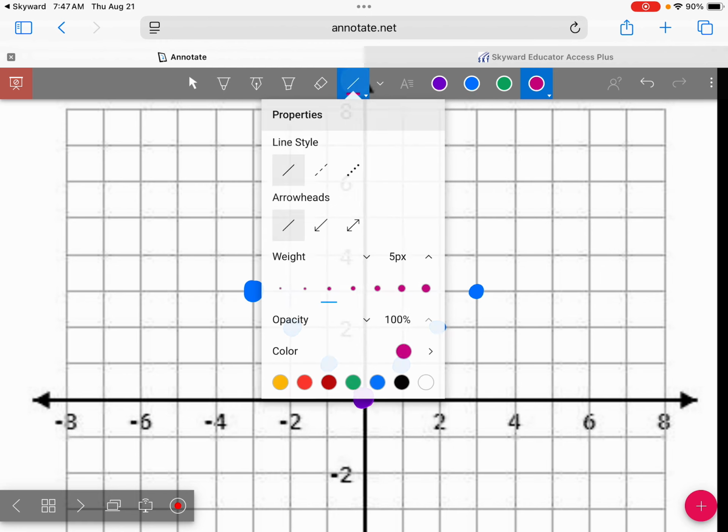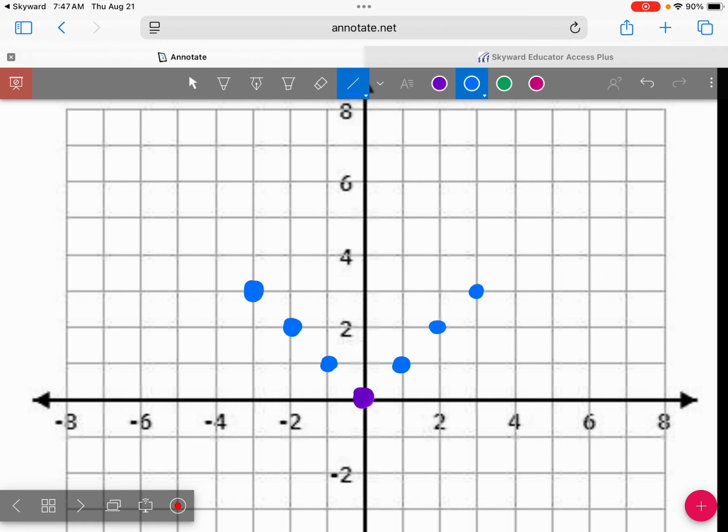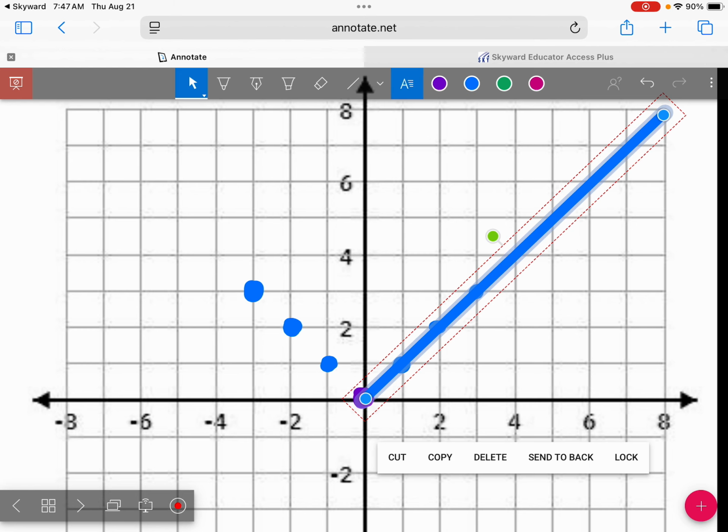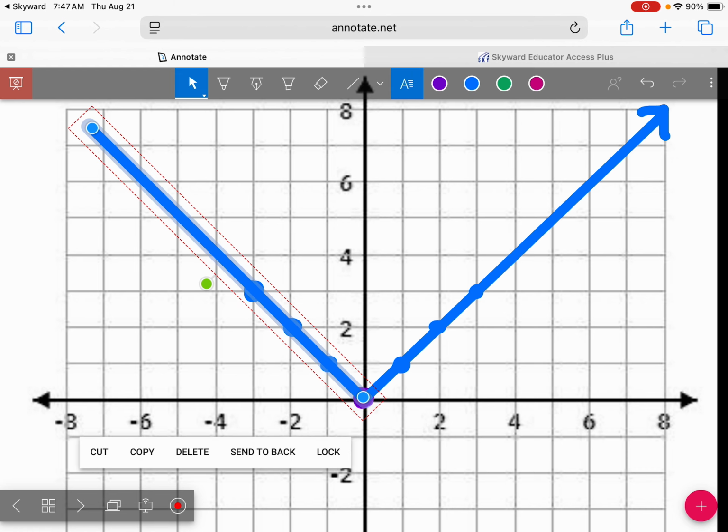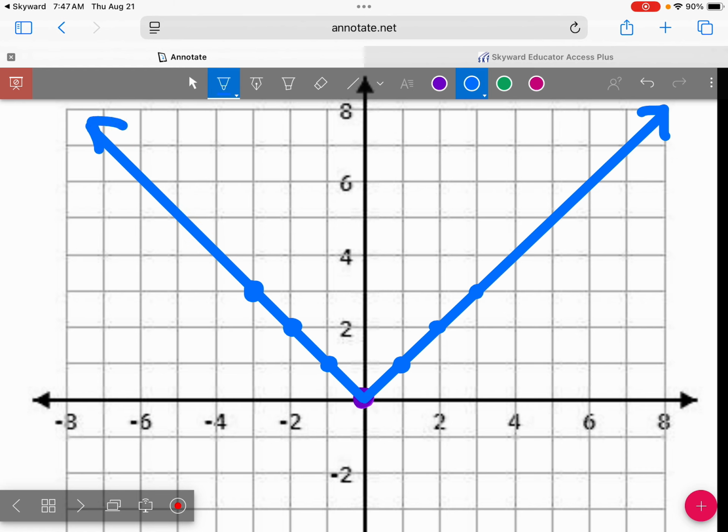This is made up of 2 separate lines that just connect together. So when I connect these up, we're going to wind up with one line going this way. And it's going to have an arrow on it. And we're going to have one line going that way. And it's also going to get an arrow. So absolute values should be V-shaped. It is not a curve. It is a straight line. This is made up of 2 separate straight lines.